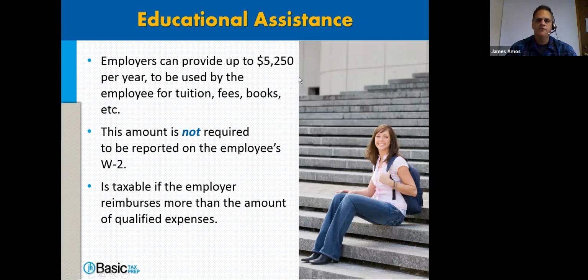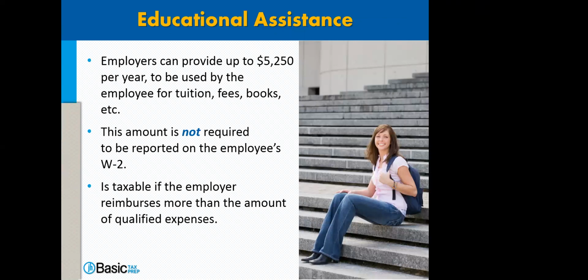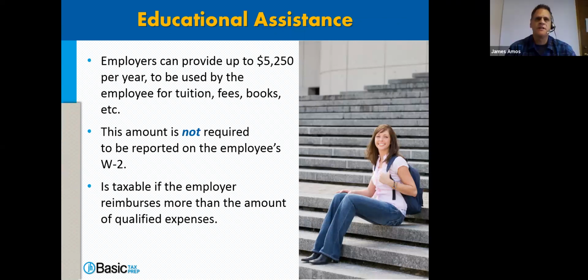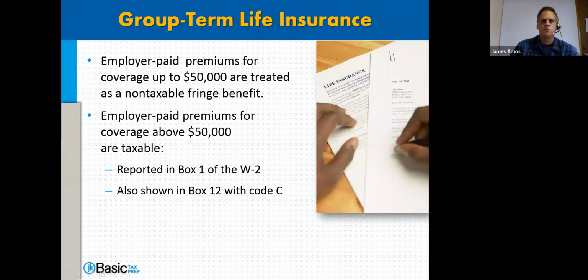So if they paid Jane $6,000, and assume Jane spent $6,000, let's say Jane spent $6,000 on education and they reimbursed her $6,000. How much of that $6,000 is non-taxable income? $5,250. That's right, $5,250. How much is she going to have to include in her income as taxable? $750. That's right, $750. The extra $750 she got that was above this amount. That's exactly right. And that's how educational assistance works.